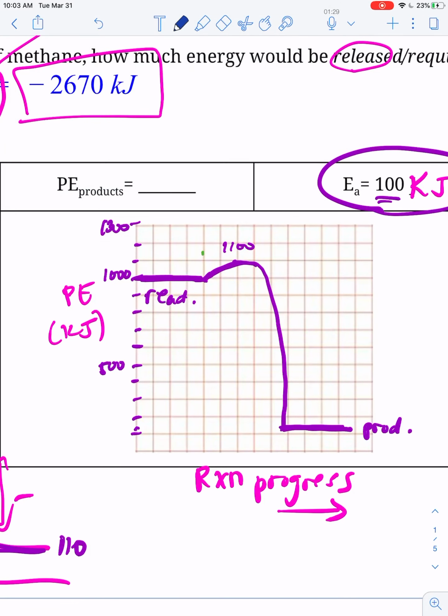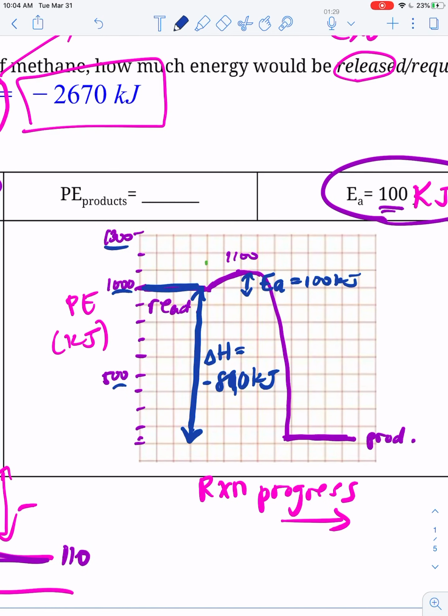Then I'm going to label everything really nice. Here's my EA, which is 100 kilojoules. And between the reactants and the products, between these two flat lines, is my delta H, which is negative 890 kilojoules. I want this graph really nice. I want it quantitative and labeled. I want it to say reactants, products. I want to see the EA and the delta H, and I want it scaled out properly.